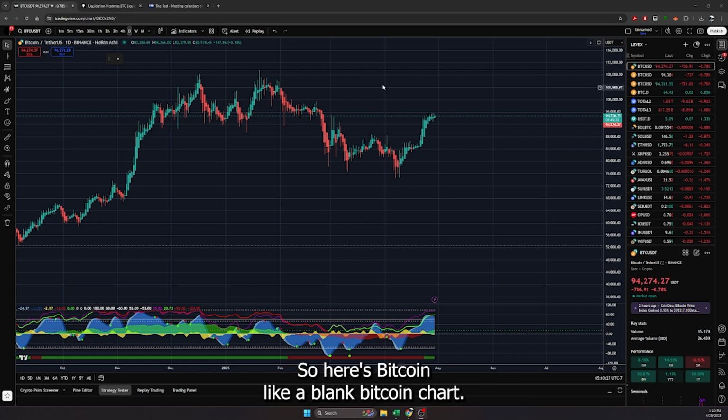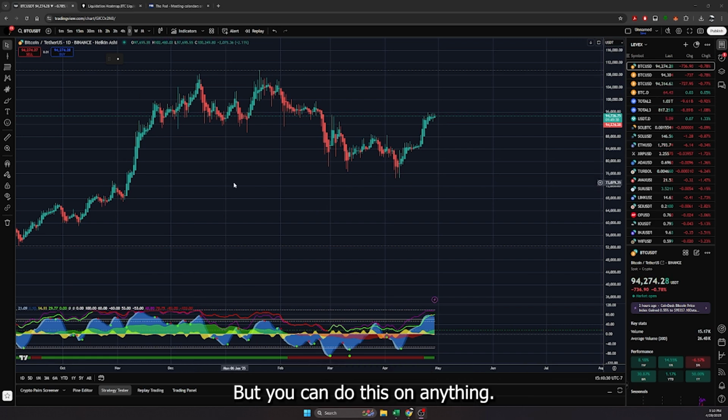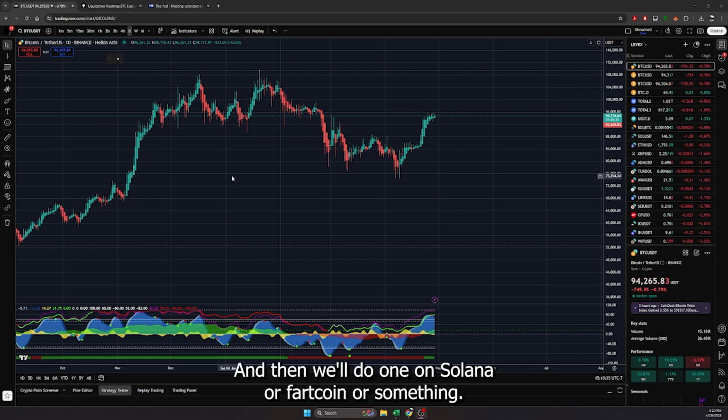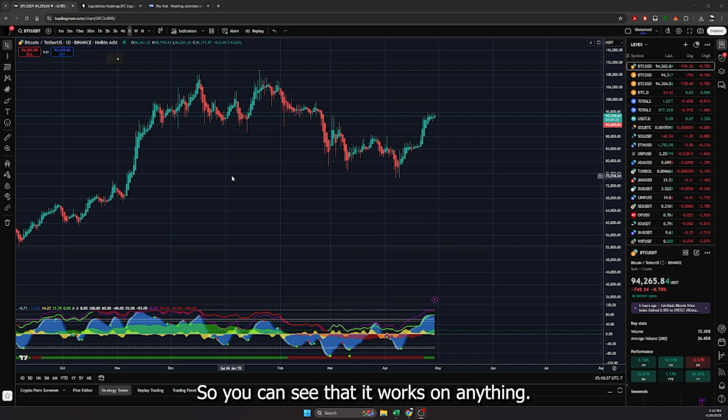So here's Bitcoin, like a blank Bitcoin chart. But you can do this on anything. So I'm going to do it on Bitcoin, and then we'll do one on Solana or Fartcoin or something, so you can see that it works on anything. 3 things need to happen. You're on the daily chart, okay? Not some other time frame.